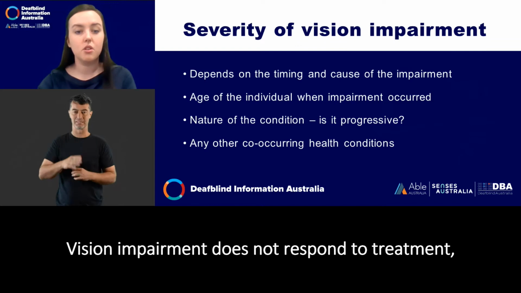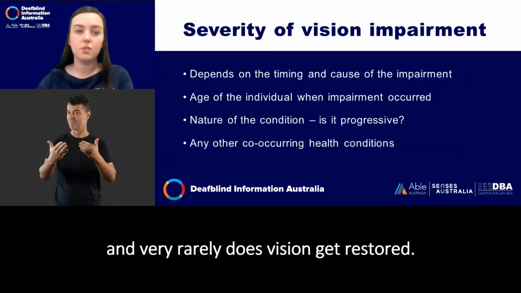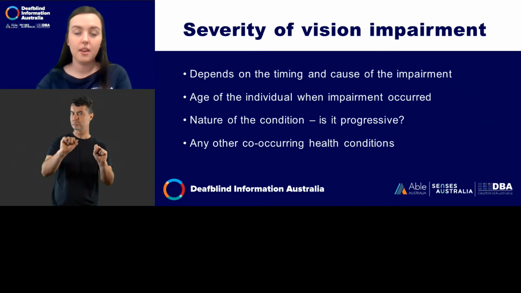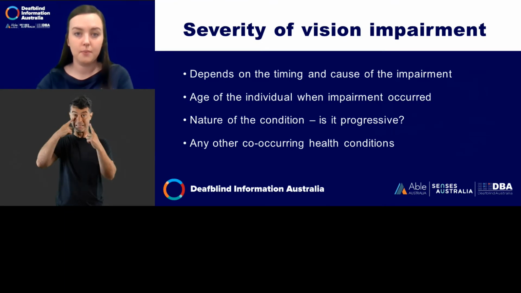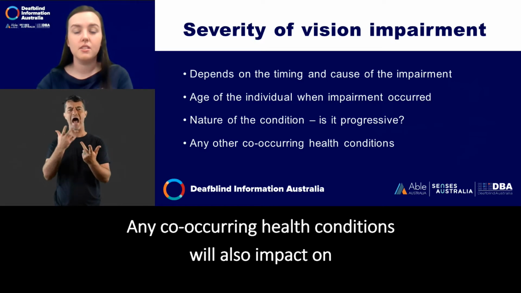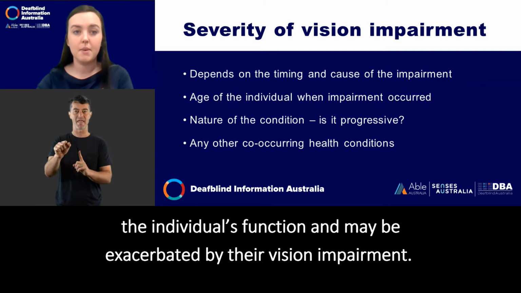Vision impairment does not respond to treatment, and very rarely does vision get restored. The nature of the condition should be understood, particularly if it is a fluctuating or progressive condition. Any co-occurring health conditions will also impact on the individual's function and may be exacerbated by their vision impairment.